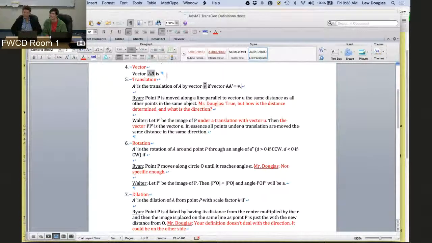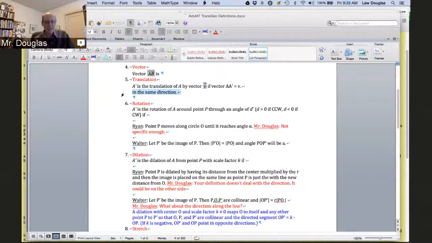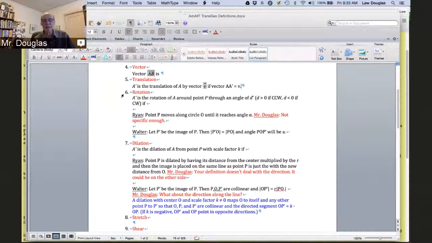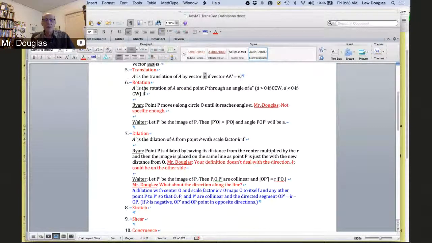So the key thing is to define vector. So we'll come back to that. All right, we got that. We can come back and modify it if we want to, but I want to have a definition list that we can refer to. Okay, rotation.